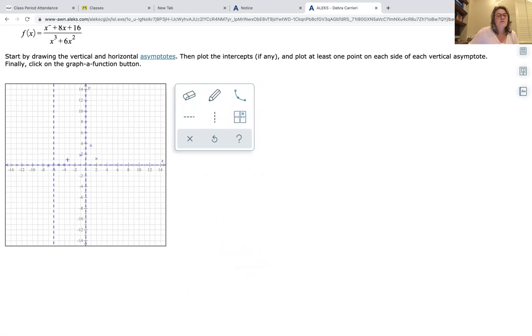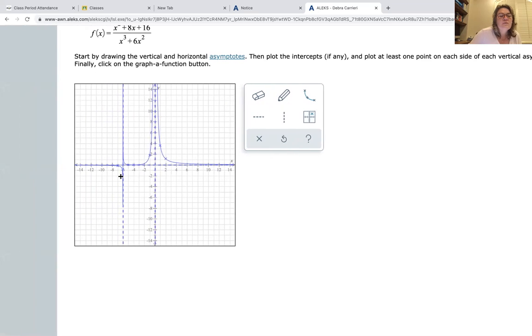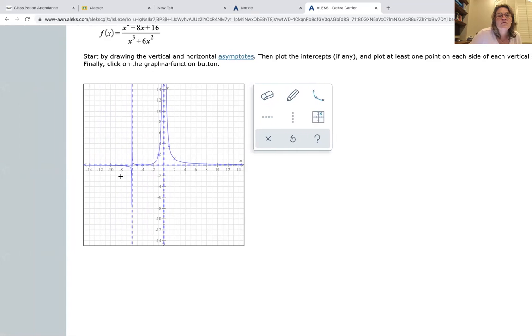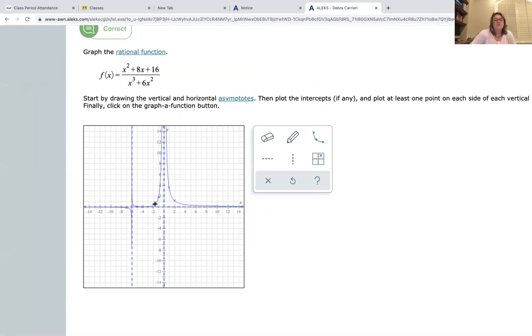Now let's check. I'm going to hit my graph and see what it does. Looks like it's very possible. Let's go check. It told me I was correct.